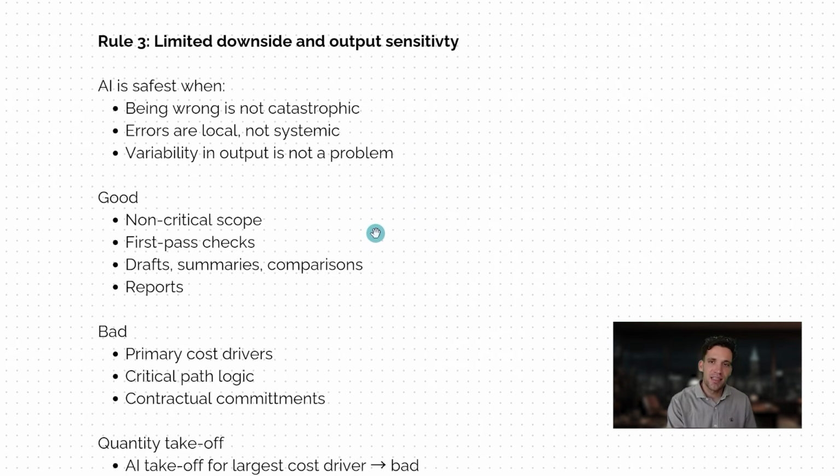Then my rule number three is you want it to be making decisions with limited downside to output sensitivity. What this means is, while AI might not necessarily be completely wrong or make these huge hallucinations, you will get variability in the output. So anything where it's doing critical stuff, where small output variations from the AI result in huge downside, are just use cases you want to avoid.